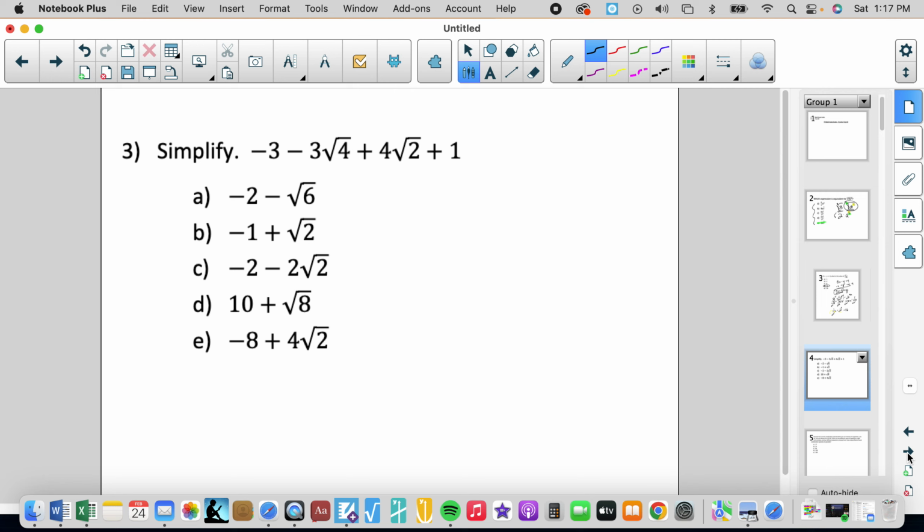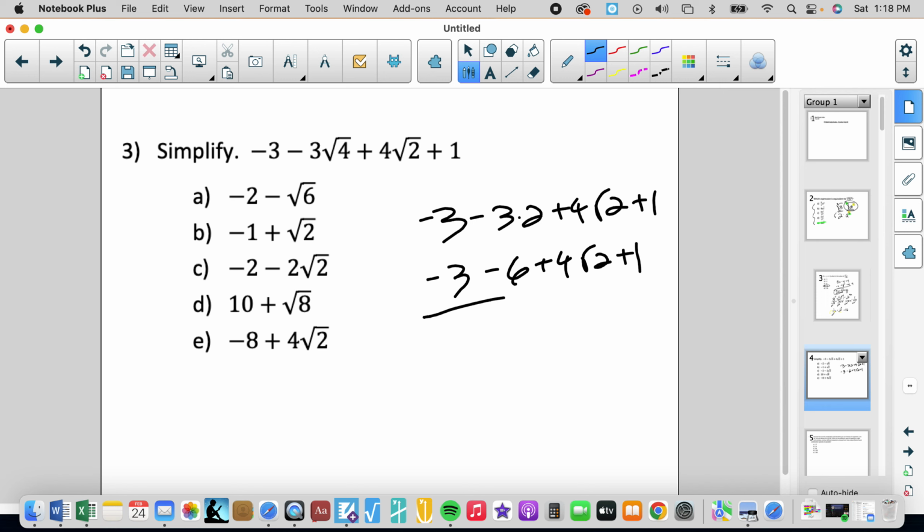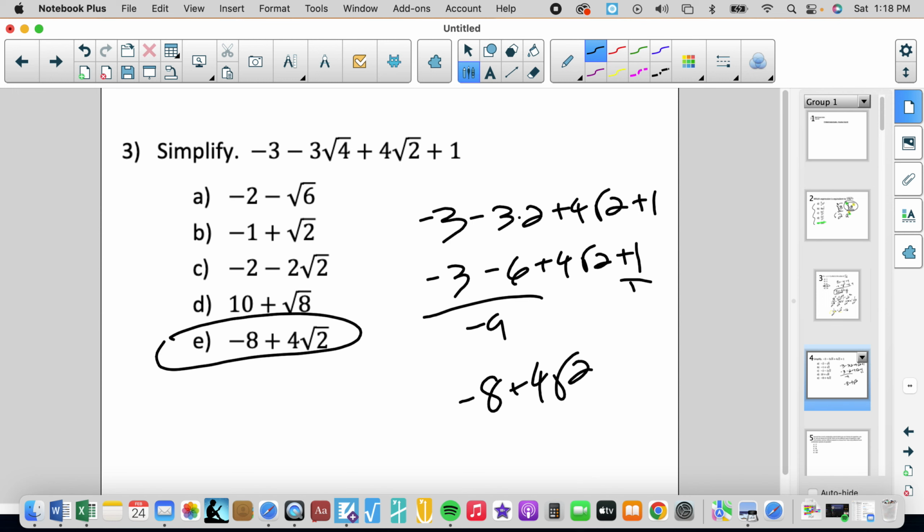Number 3, let's see how we're going to do this. We have to simplify. So negative 3 minus 3, square root of 4 is 2, plus 4 rad 2 plus 1. So negative 3 minus 6 plus 4 rad 2 plus 1. Those are the constants. That's negative 9 plus 1, which is negative 8, plus 4 rad 2. And that gets us to E again.